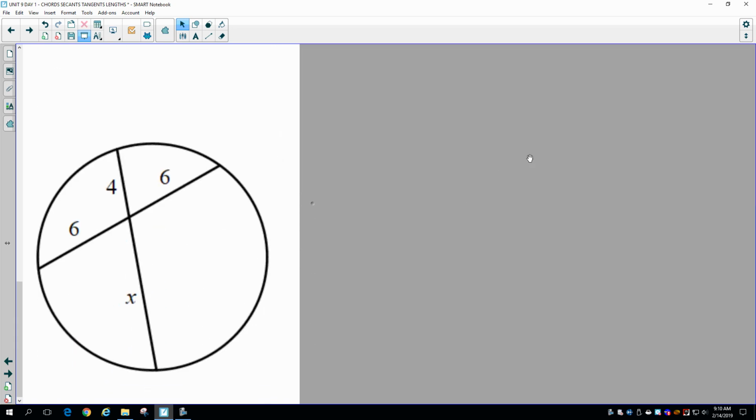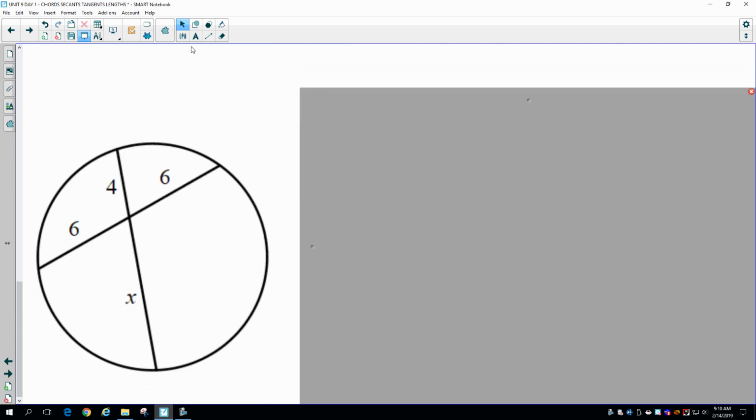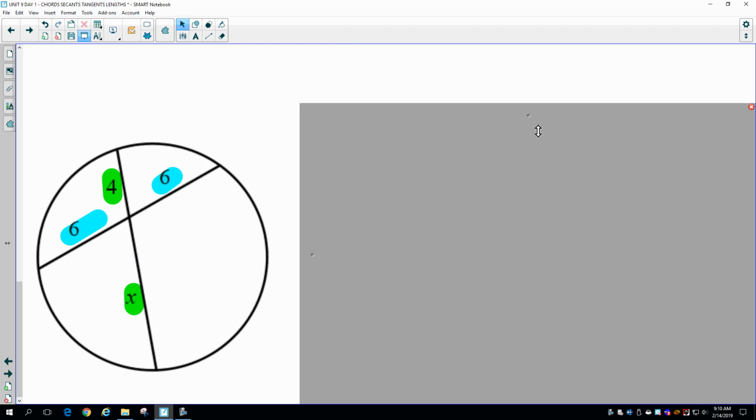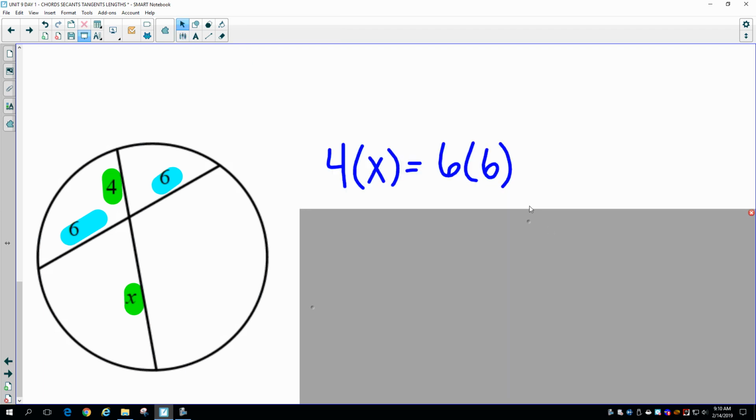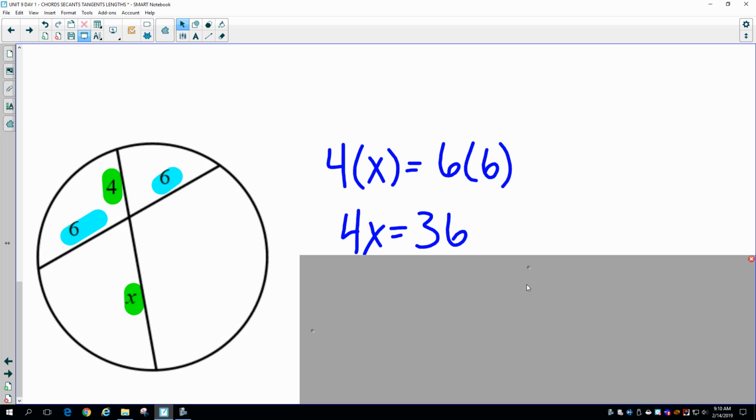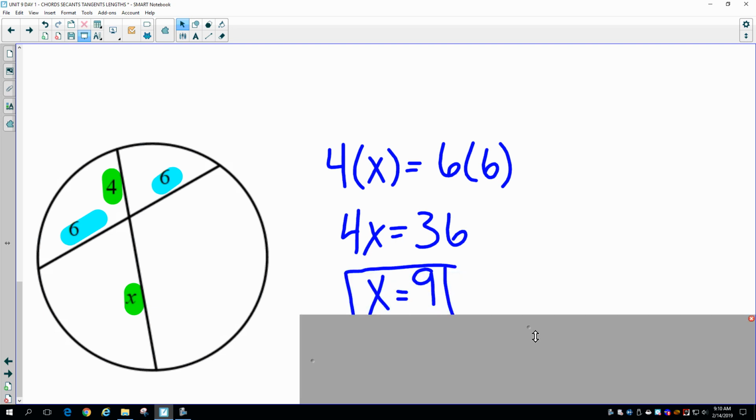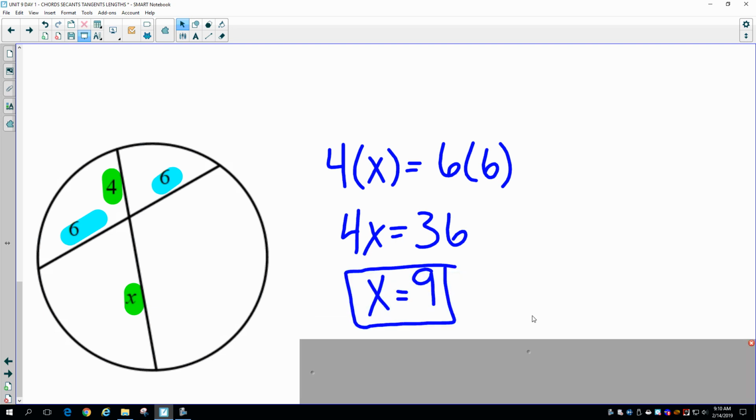So let me do one more. 6 and 6 come from one chord, so I'll multiply them together. 4 and X come from the other chord, so I'll multiply them together. And then I just have a fairly straightforward equation to solve. The missing piece is 9 long.